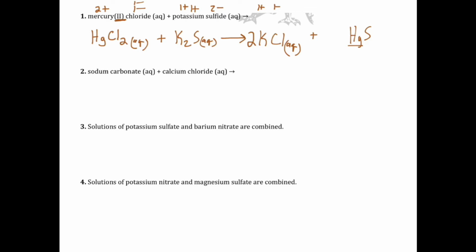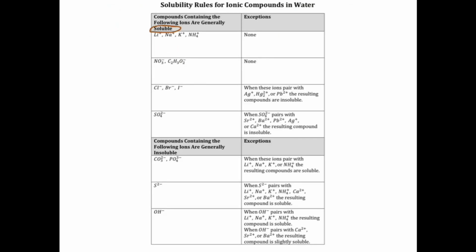Now we need to look for one of these, so we need to look for either mercury or sulfide. And if we take a look here, notice how here is the sulfide. This is insoluble. Now there are these exceptions here, and you need to ask yourself, this is what we're dealing with right here. We're dealing with mercury sulfide, and sulfide is insoluble, which means that it is a solid.